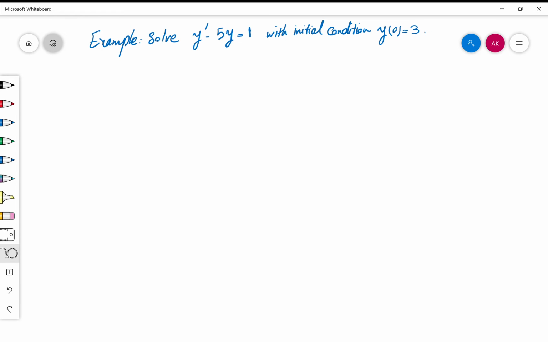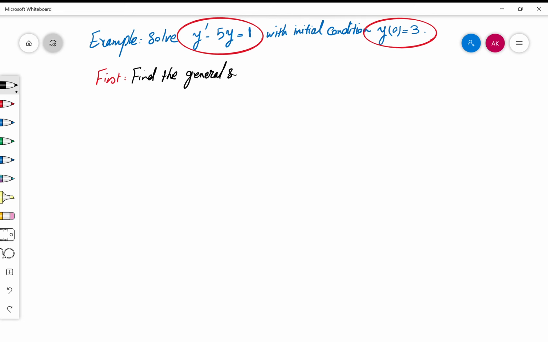Okay, let's do another example for differential equation with initial condition. y prime minus 5y equals 1 is the equation, and the initial condition is y at 0 is equal to 3. Okay, so to do the differential equation with initial condition, we first need to find the general solution, and then in the second step we use the initial condition to find the particular solution for that differential equation.